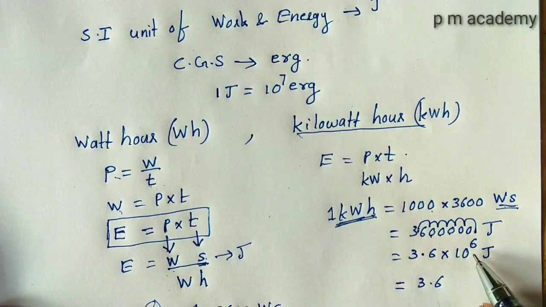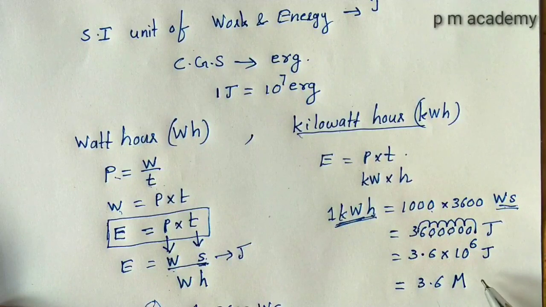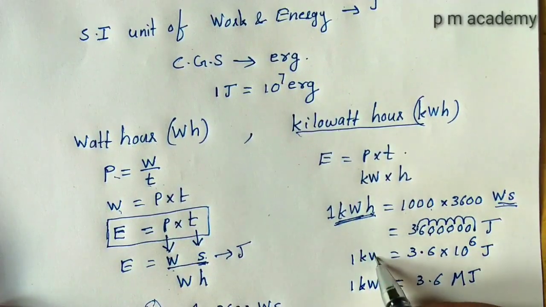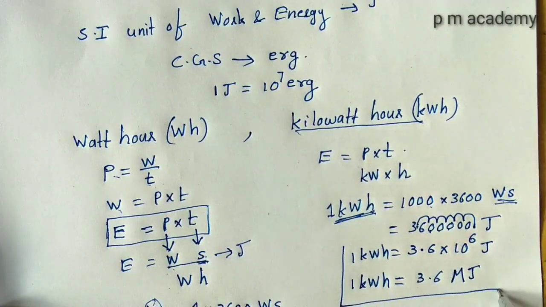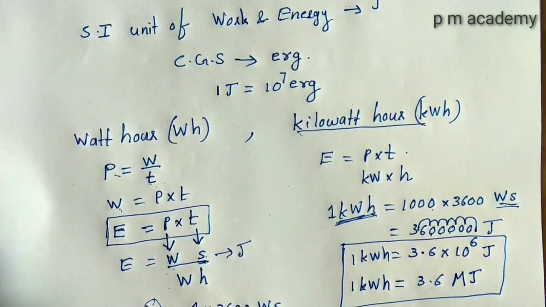3.6 into 10 raised to 6 joule. 10 raised to 3 is kilo. 10 raised to 6 is mega. Therefore, instead of 10 raised to 6, we can write M. M means mega. 3.6 megajoule is known as 1 kilowatt hour, or 1 kilowatt hour is equal to 3.6 into 10 raised to 6 joule.